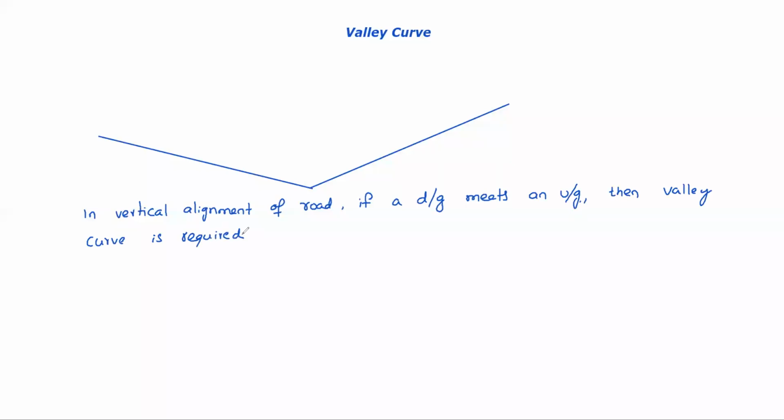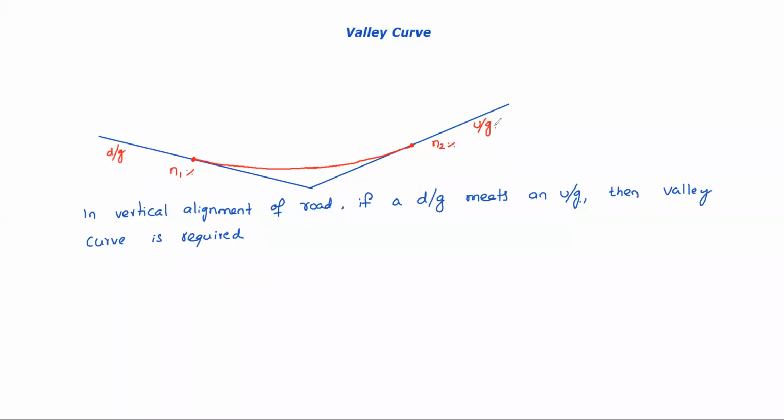See here, the curve is like this. Smoothly, the curve will be provided like this. Okay, this is the valley curve. Starting point of the curve, ending point of the curve. This may be down gradient N1 percentage, up gradient may be N2 percentage like this. Okay, this is down gradient.